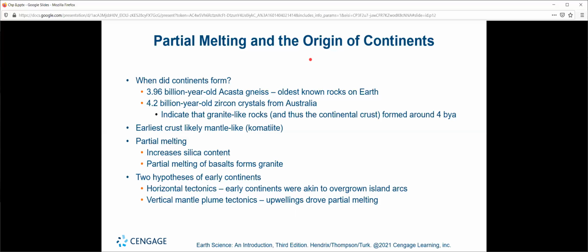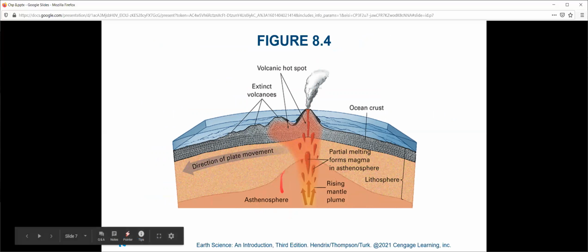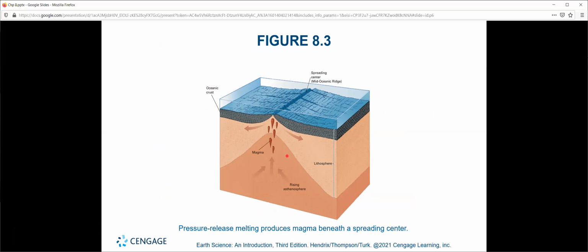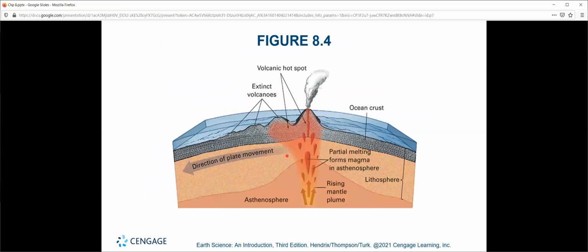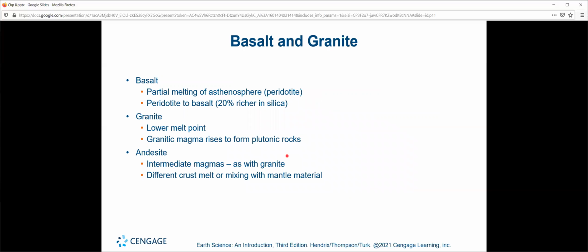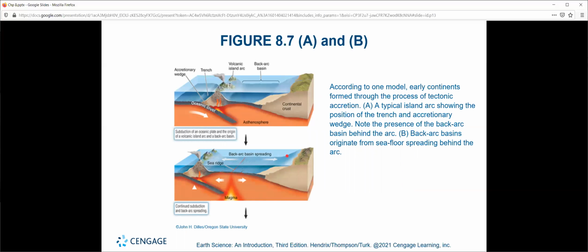You also could argue maybe there was some vertical mantle plume tectonics, meaning the mantle pushed up some rock. We talked about isostasy, I believe, a chapter or two ago. The mantle pushed up some rock, and then when it fell down, the rock stayed there. That's a super introductory conversation, but this is an interesting topic, though, right? How did the Earth form? These two examples are shown here.